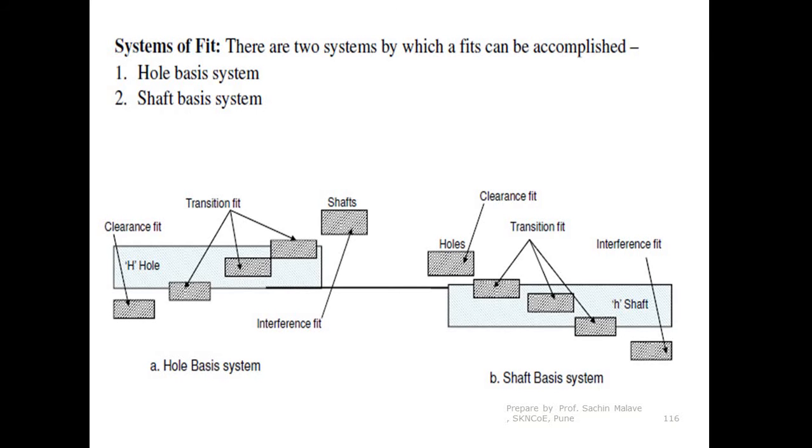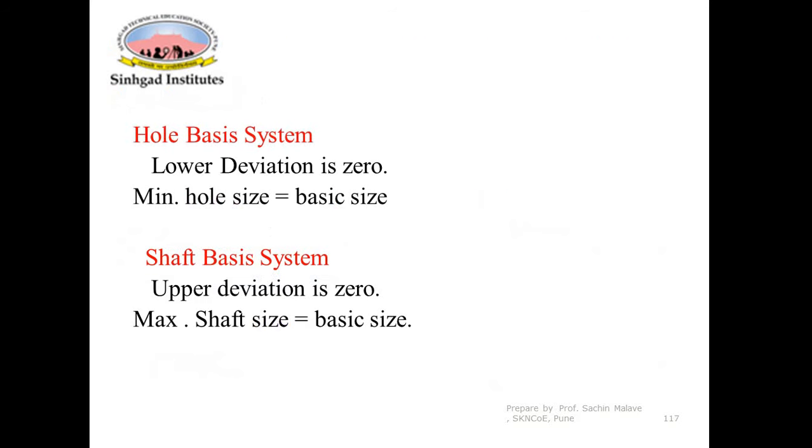If you want to manufacture a hole, you have to use a drill first, and then you have to go for reamers. So if you want n types of holes, then you will require n types of reamers. Economically it is very difficult to keep n number of reamers in your stock. It will increase your cost. So it is better to go for the shaft based system. That's why the shaft based system is preferred in industries.